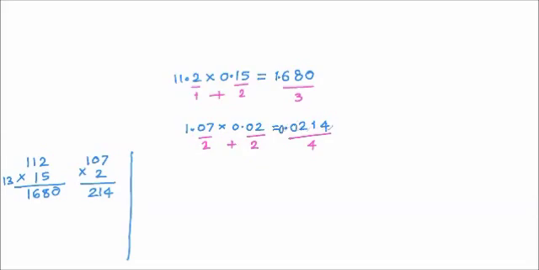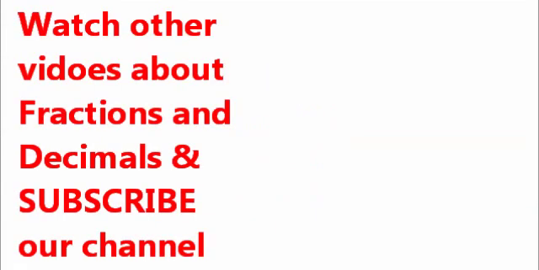1.3 into 3.1. So the first thing we do is we multiply the numbers ignoring the decimal point. So 13 and 31. 403. And now let's count the number of digits after the decimal point. Here it is 1. Here also it is 1. So 1 plus 1 is 2. So in the answer we need 2 digits after the decimal point. Hence our decimal point comes between 4 and 0. So the answer is 4.03.